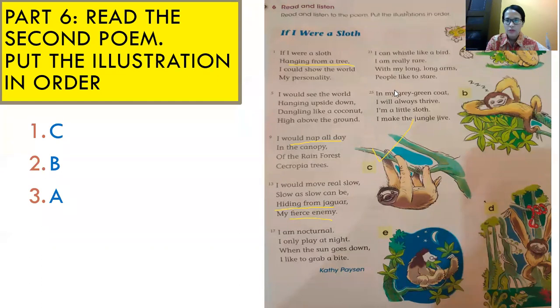And then the next one, of course, picture E. Picture E here shows that I only play at night. And the last one, number 5, is picture D, because check the picture now. So like a bird, right? With my long arms, people like to stare. That is number 5, picture D.